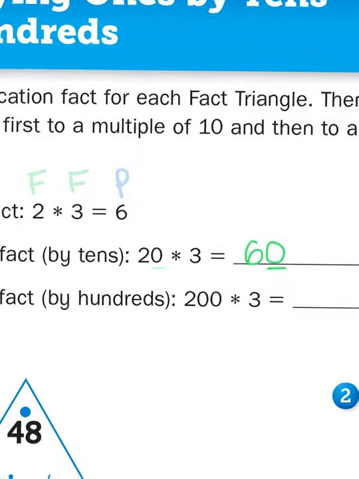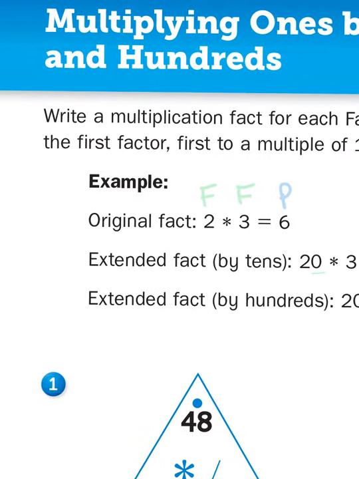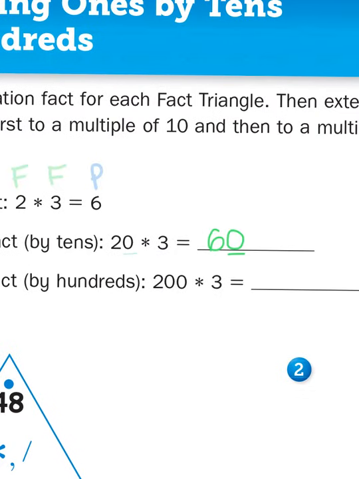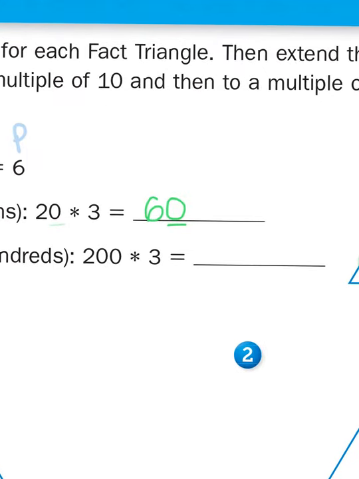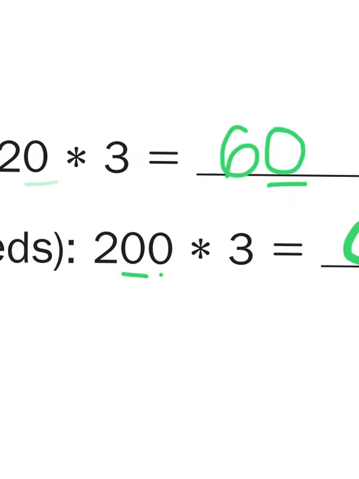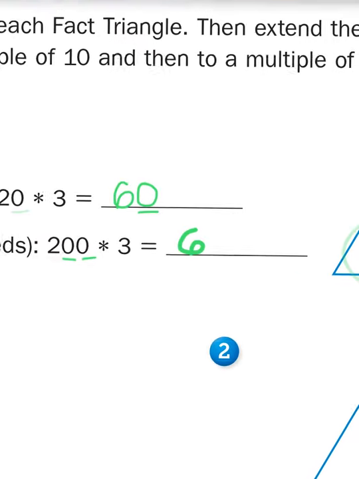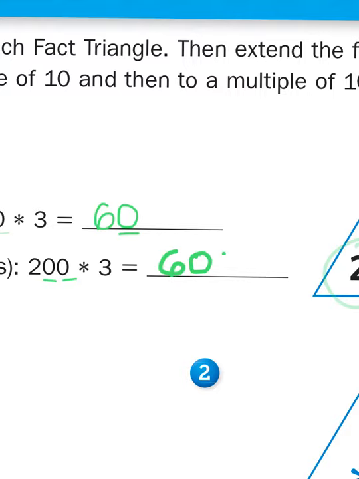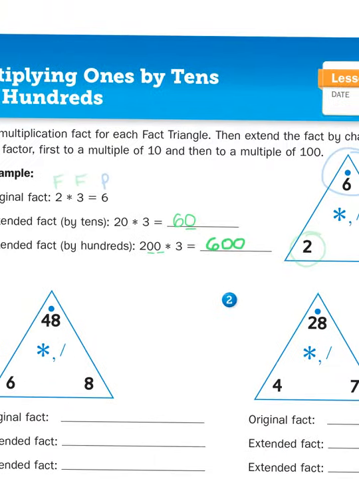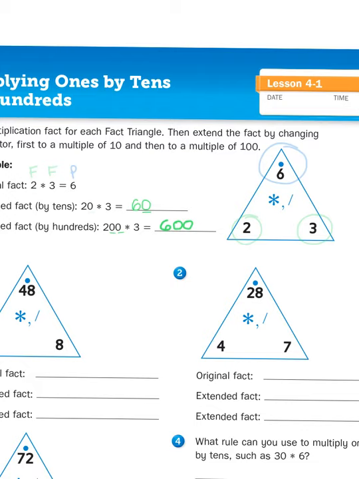So then what you're going to do is extend that fact again by multiplying 2 groups of 100 times 3, or 200 times 3. And in order to solve that, all you have to do is multiply 2 times 3, which gives you 6. And then you're going to add the 2 zeros from 200 behind the 6, giving you, that's right, 600. So if you know that 2 times 3 equals 6, then you can solve any of these iterations that involve zeros. Okay, now again, involving zeros just requires us to think about different place values, 2 tens, 2 hundreds, and so forth.